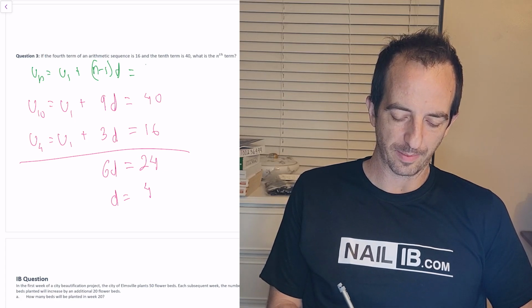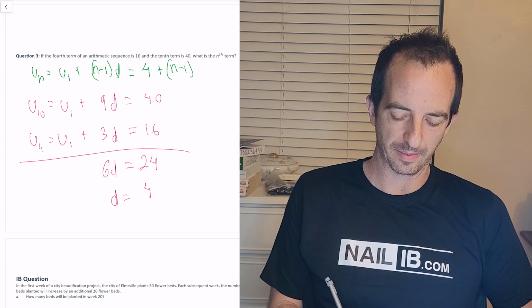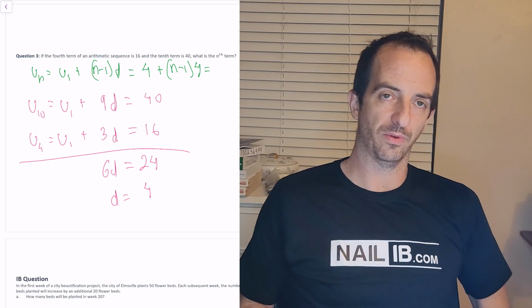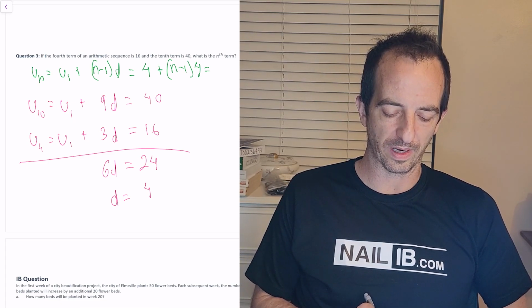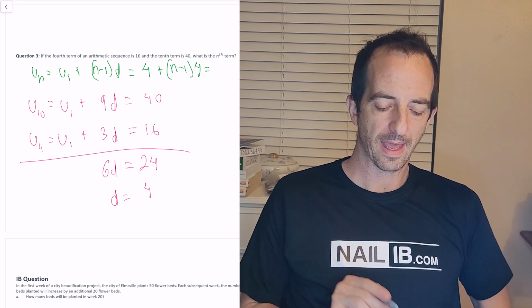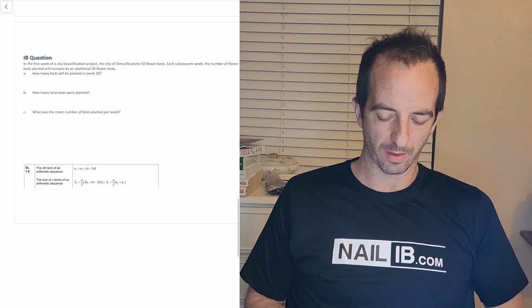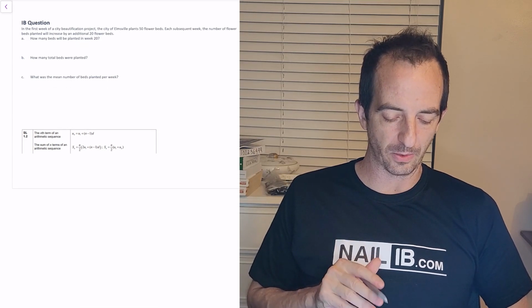So now I could set up my general equation, 4 plus (n minus 1) times 4, again for the common difference d. That there is a general formula for finding any term in this arithmetic sequence where the fourth term is 16 and the 10th term is 40. And finally, one more word problem that's closely related to past IB questions.